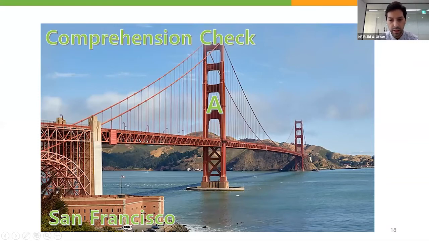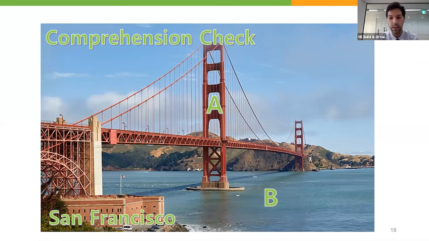Is it because it's gold? And they're going to say, no, it's not gold. It's reddish orange. It gets its name from the Golden Gate Strait. And then you're going to ask them, okay, perfect. So here, this water underneath the bridge, what is that? What is that called? Right? Your students are going to say, oh, that's the strait. That's the Golden Gate Strait.